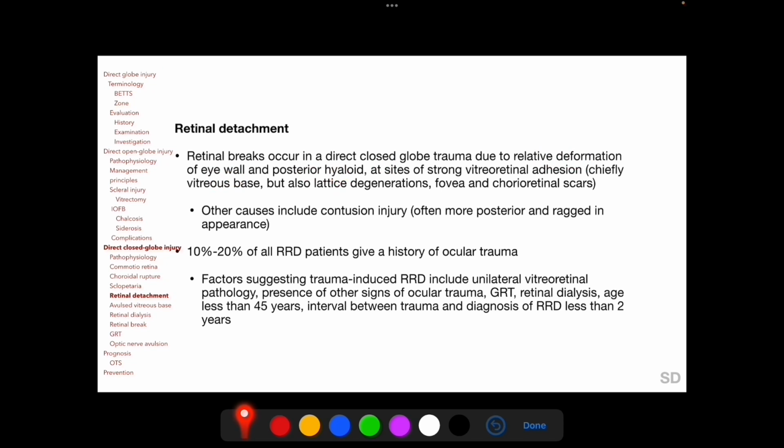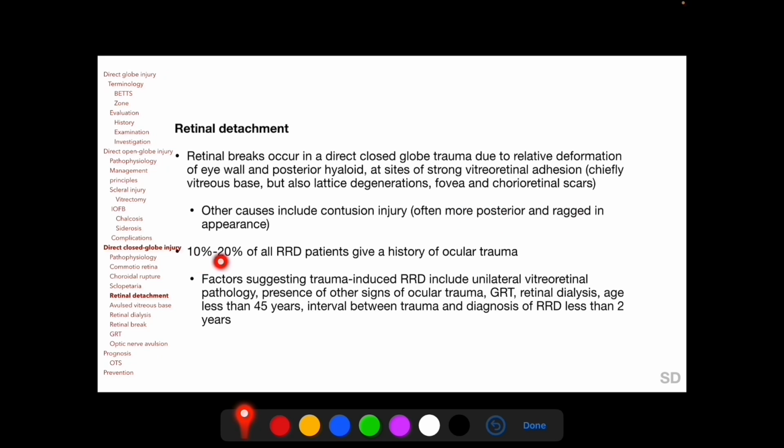posterior hyaloid at sites of strong vitreoretinal adhesion, chiefly at the vitreous base, but also at margins of lattice degenerations, fovea, and chorioretinal scars. Other causes of traumatic retinal breaks include contusion injury, and these traumatic retinal breaks are often more posterior and ragged in appearance.